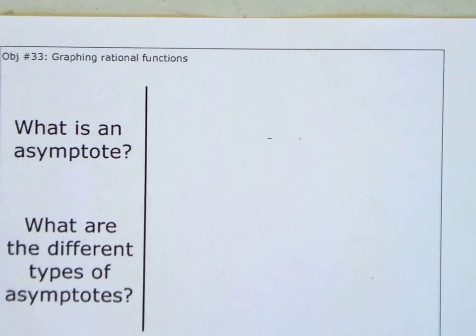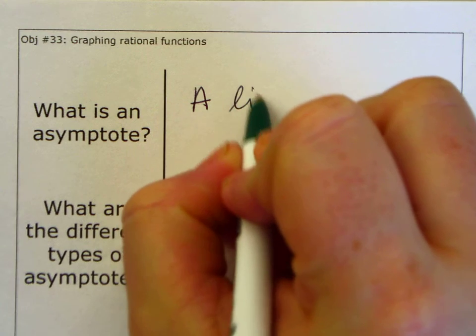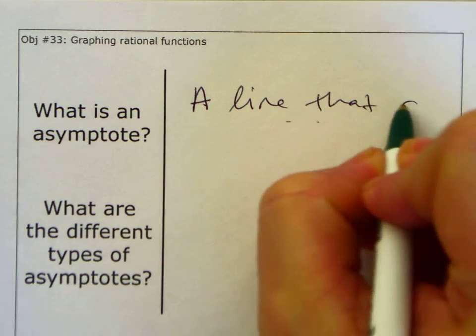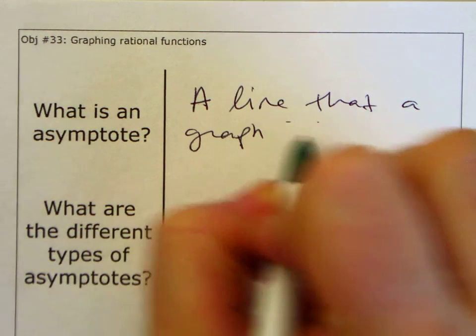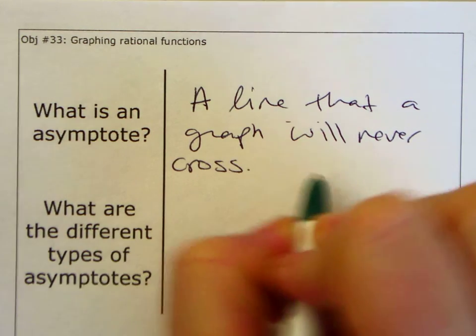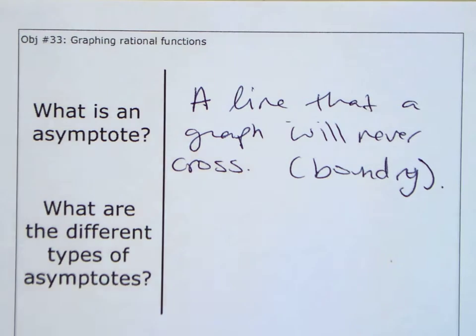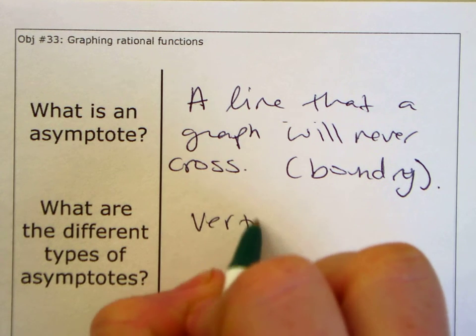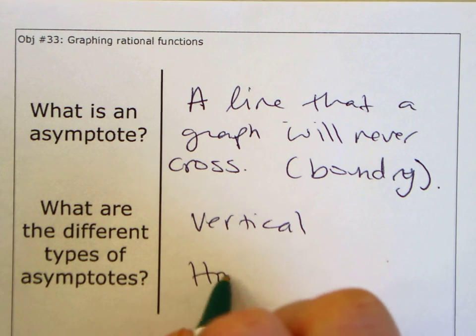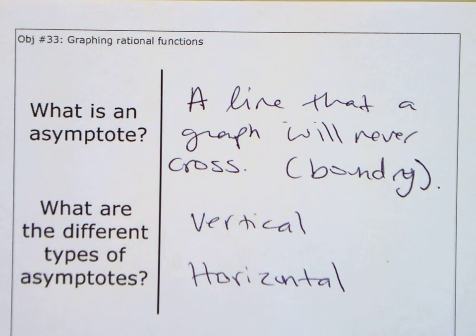Okay, so what is an asymptote? An asymptote is a line that a graph will never cross. You want to think of it as a boundary. Think of it as a boundary. There are 2 types of asymptotes we're going to talk about: vertical and horizontal. A vertical asymptote and a horizontal asymptote.